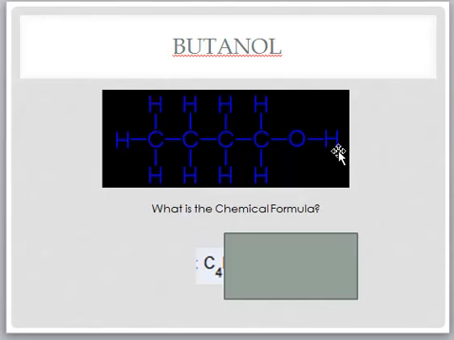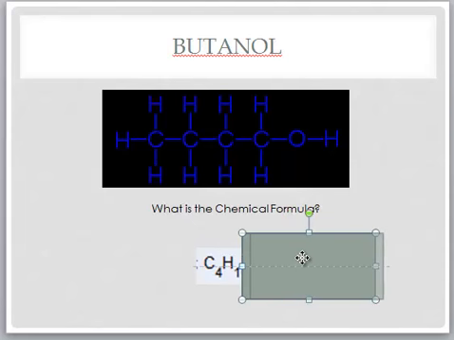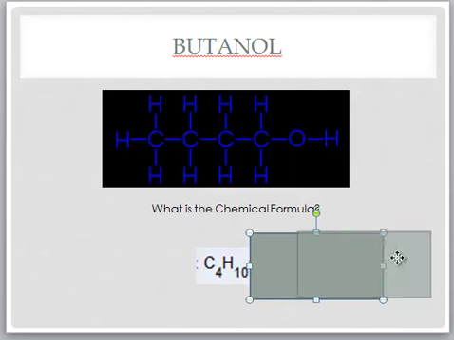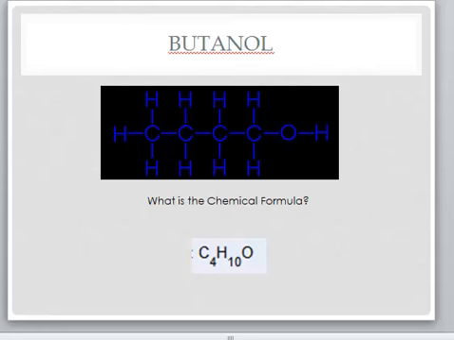1, 2, 3, 4, 5, 6, 7, 8, 9, 10. So that's represented by an H10. And then lastly, we want to count those oxygen atoms. As you can see, there is only one oxygen atom. So would we put O1 or would we just leave it as O? We would just leave it as O. So the chemical formula based on this structural formula is C4H10O for butanol.